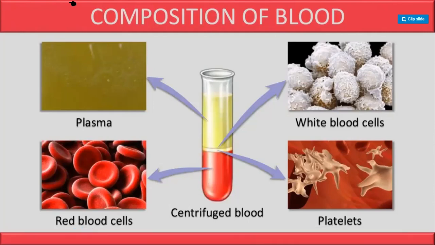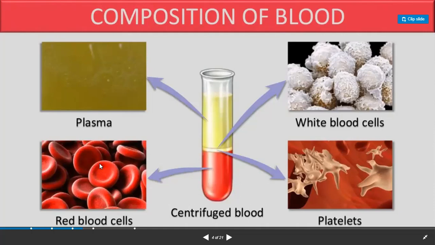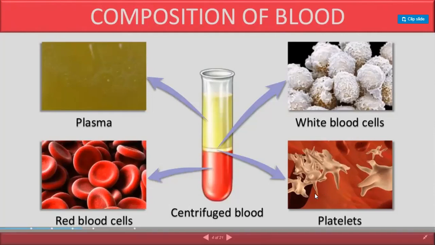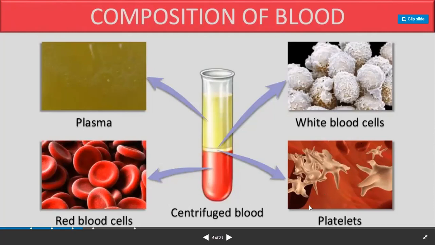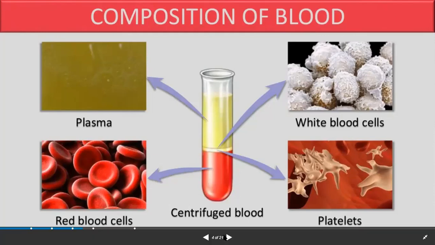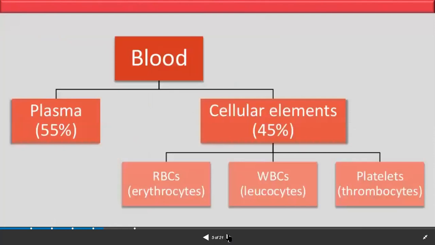Okay, good. So we have the red blood cells, which we call the erythrocytes, and then we have the white blood cells, which are called leukocytes, and then we have the platelets, which are also called thrombocytes. So plasma is the liquid part of blood, then erythrocytes, leukocytes, and thrombocytes make up the solid part of blood, and each of them has its function. So let's proceed and see what each of them do.